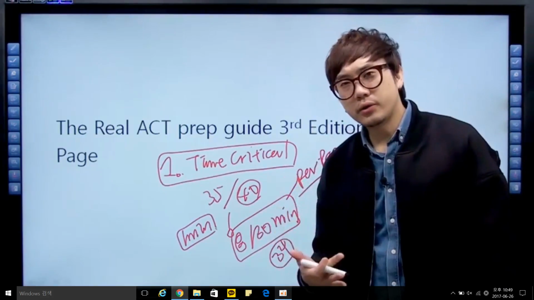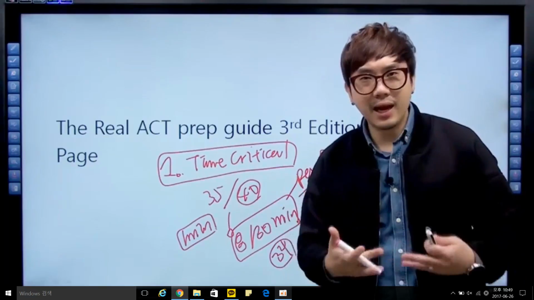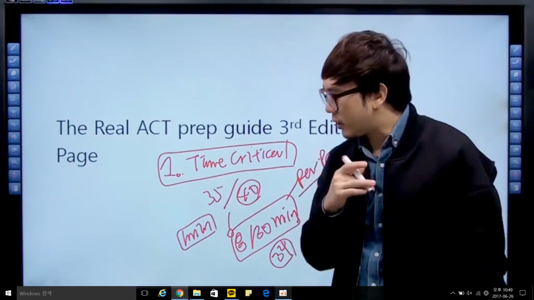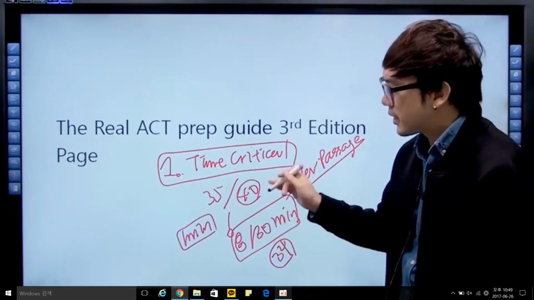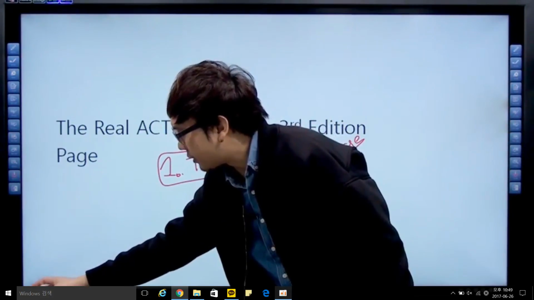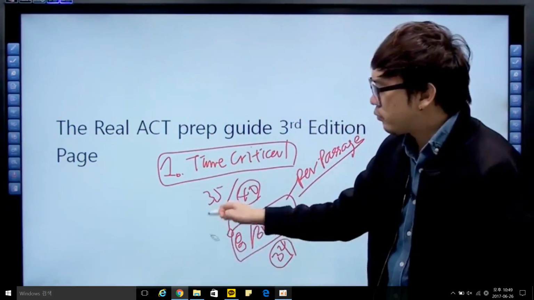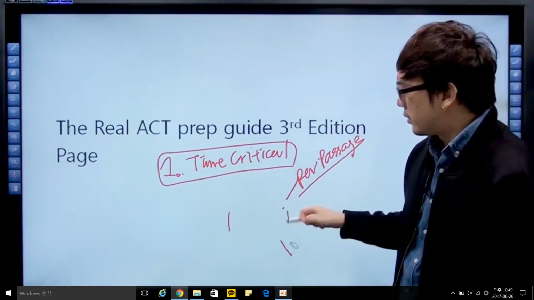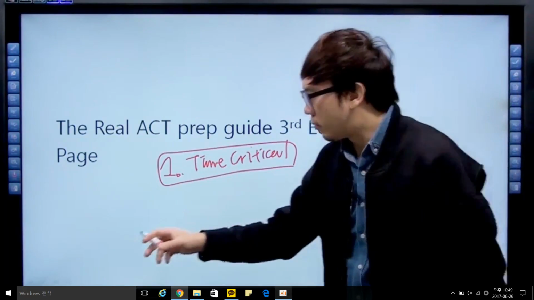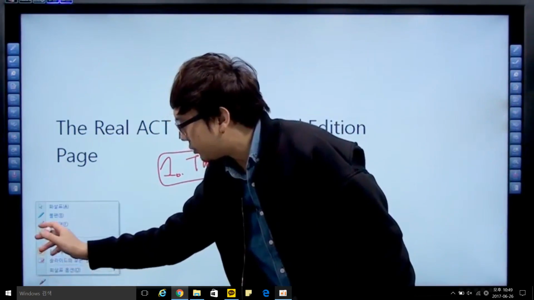So how are you going to handle this? How are you going to tackle the time criticalness of it? That's the first thing that we're going to take a look at, the time critical nature of the testing itself. The next thing is something that you should already know, something that you already have the answers to.